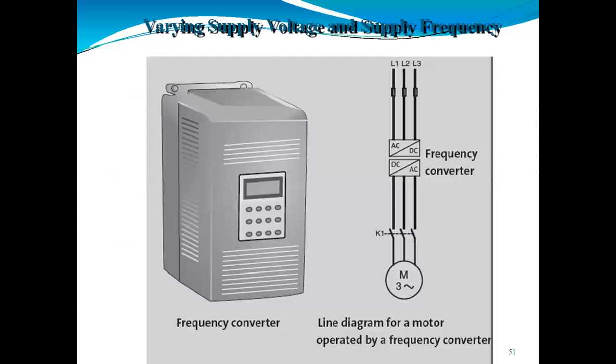By maintaining the V by F ratio constant, we are supposed to vary supply voltage, and in that way we are supposed to vary supply frequency. If we are changing both values, numerator as well as denominator, vice versa, meaning if we increase the value of the numerator, we decrease the denominator, then you will get that ratio constant. It means only this value is varied, but the ratio of V by F, numerator and denominator, you are supposed to maintain constant. We can do this by using the VFD.